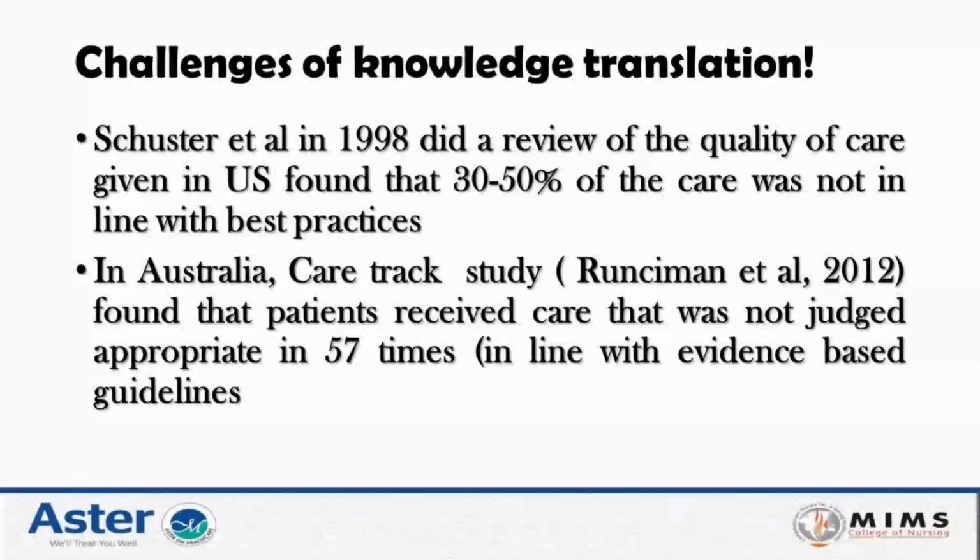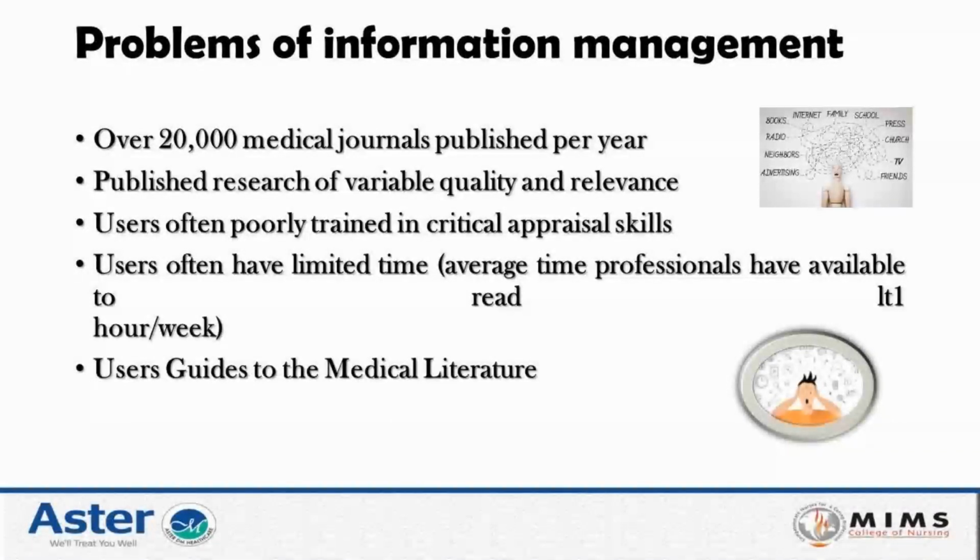Next, I want to tell you about the problems of information management. Over 20,000 medical journals are published every year, and published research is of various quality and relevance. Users are often poorly trained in critical appraisal skills. Users often have limited time to read articles and find out which one is the best. Hardly any staff nurses get time to read research articles.